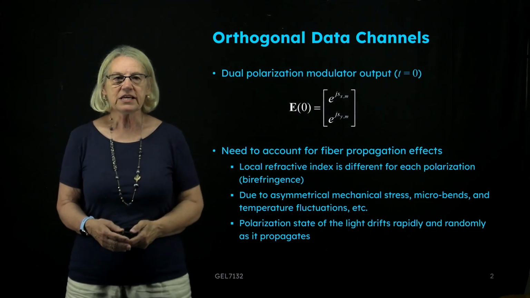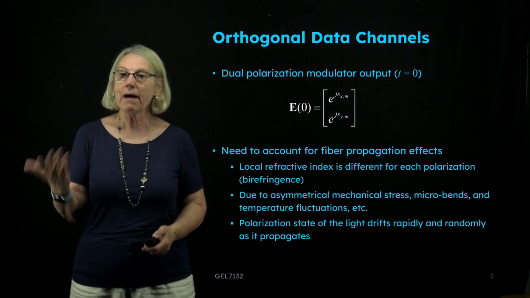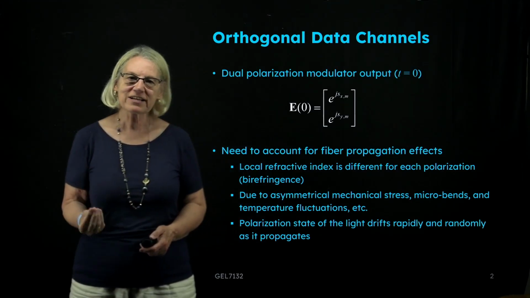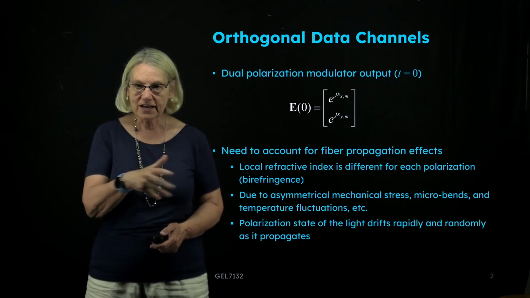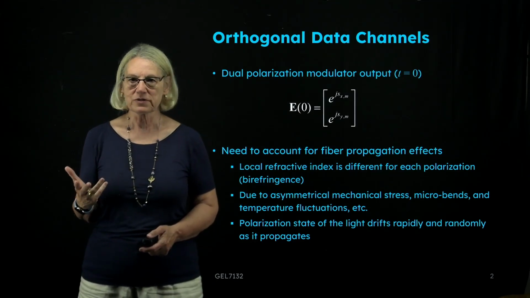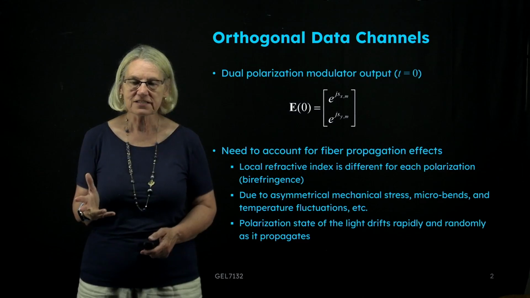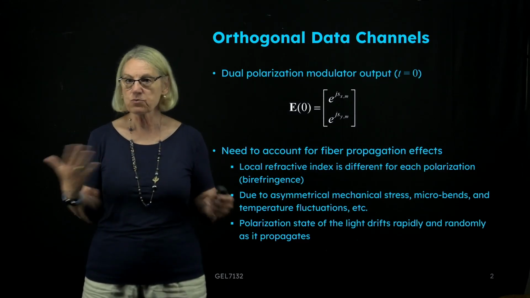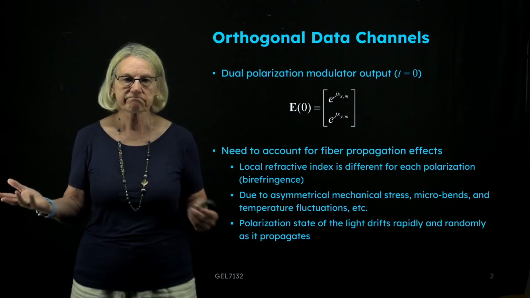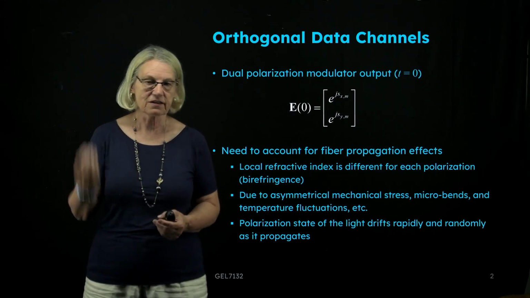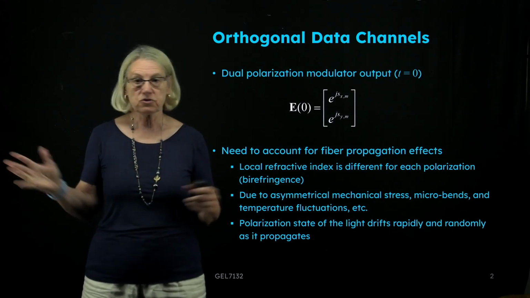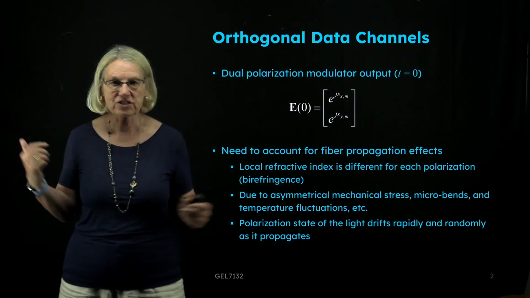propagated. So we need to account for what we call birefringence. Birefringence in a fiber means that the refractive index of the fiber locally at any point along the fiber is actually a bit different for each polarization. Because of that slight difference, propagation effects will be different. This arises due to different causes. Could be the mechanical stress during the pulling of the fiber, could be due to deployment, microbends, and it could be due to temperature fluctuations, different effects.